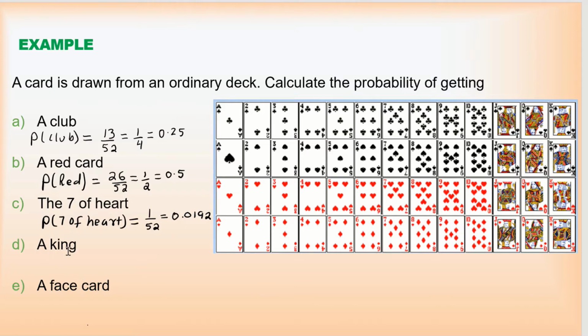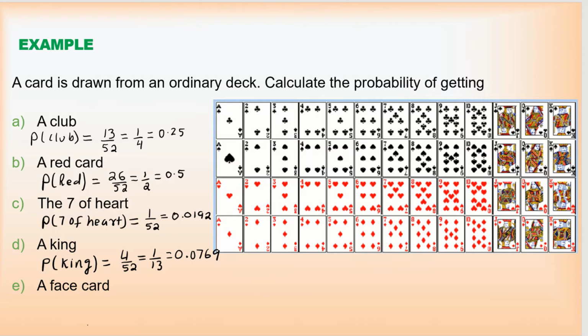Next, we have to find the probability of getting a king. Here you can see the cards start with ace, then we have 2, 3, 4, 5, 6, 7, 8, 9, 10. Then we have jack, then queen, then king. So here we are looking for the probability of getting a king. The probability of getting a king is equal to the total number of kings. We have 1, 2, 3, 4. 4 out of 52, which is the same as 1 over 13. So you can change 1 out of 13 to decimal now, and that is 0.0769.